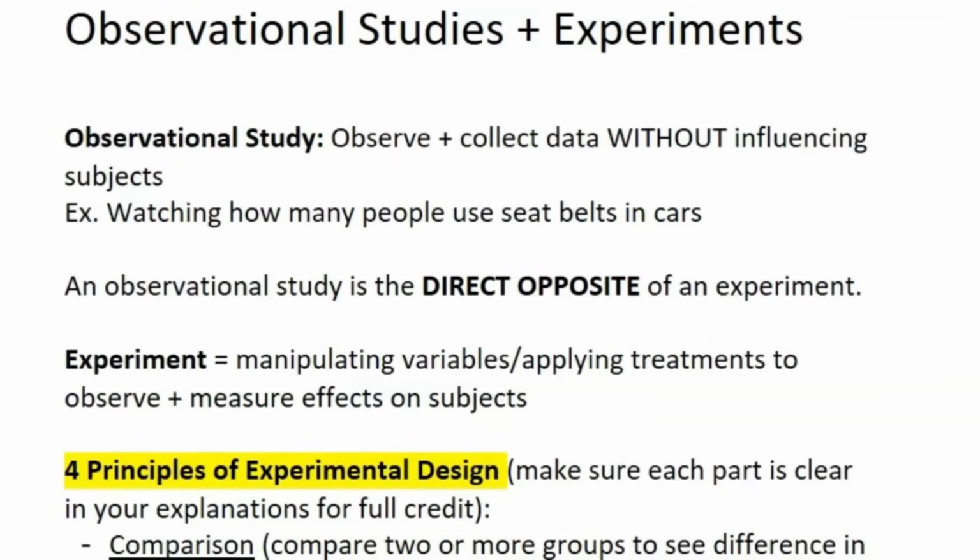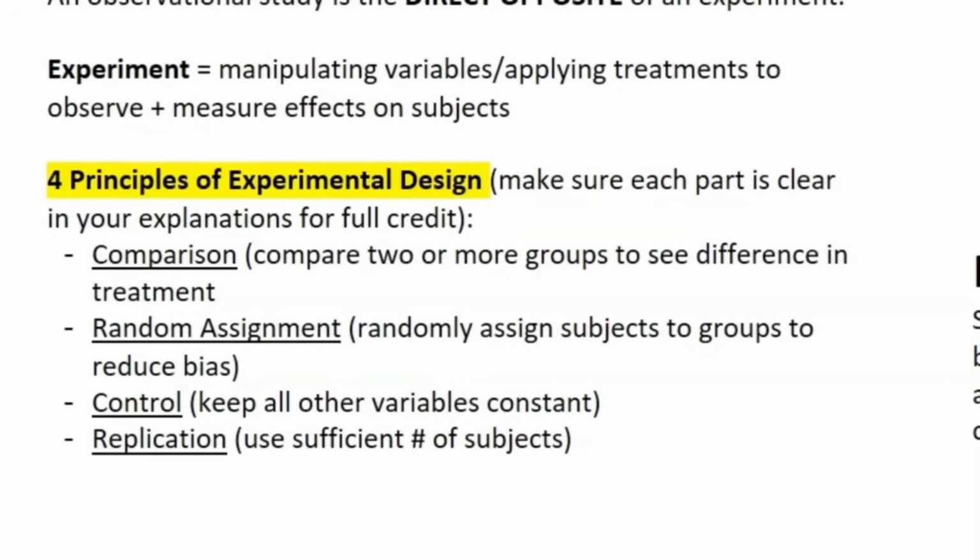Why? Well, because in an experiment, you are manipulating variables or applying treatments to observe and measure the effects on the subjects, right? And when you conduct an experiment, you want to follow 4 principles. And when you are answering questions, make sure each of these principles are clear in your explanations for full credit.